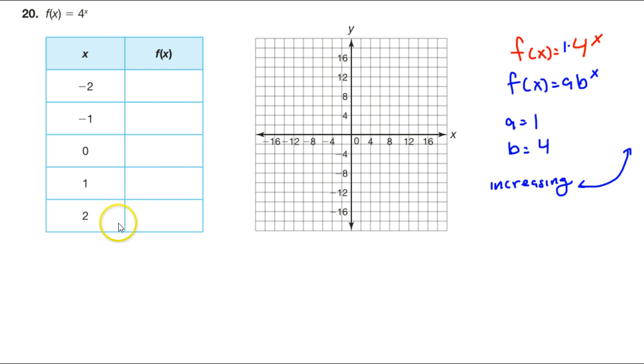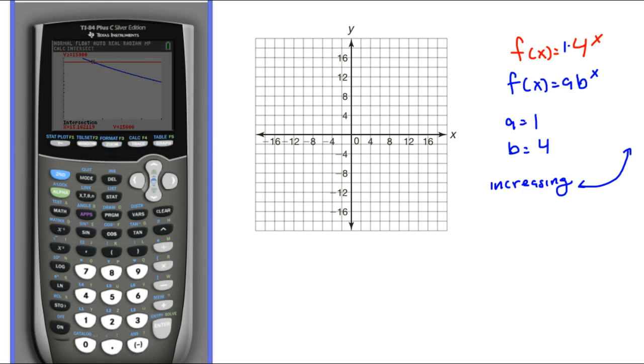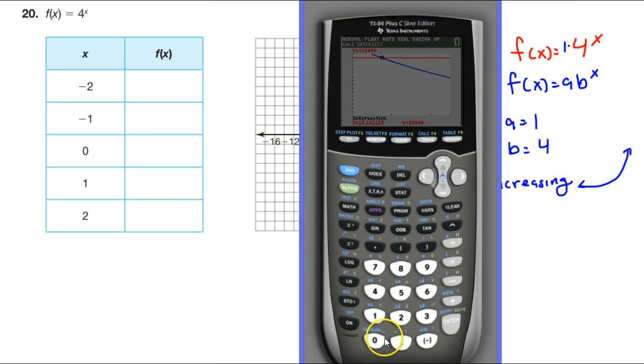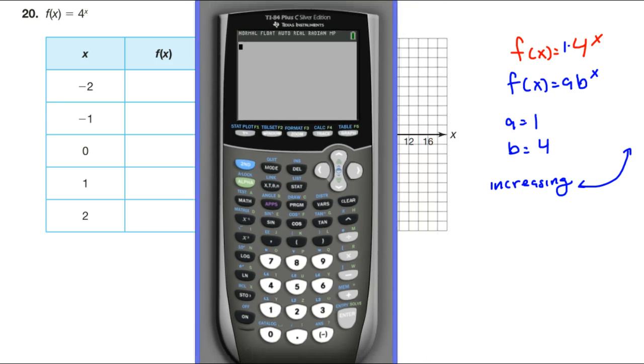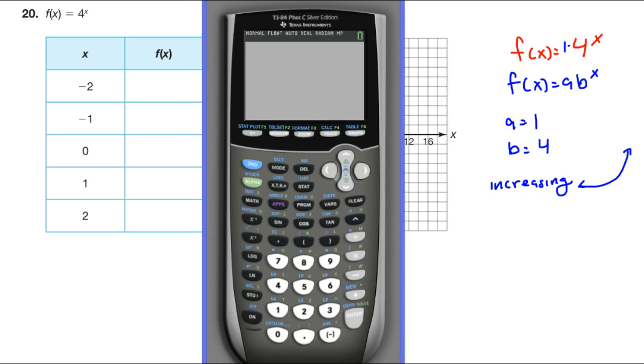So now let's fill up the rest of this table and see what that looks like. Again, you can use the calculator for this, or you can do it by hand, entirely up to you. I'm okay with either way. Let's go back to our home. Let me see if I can bring up the other screen.